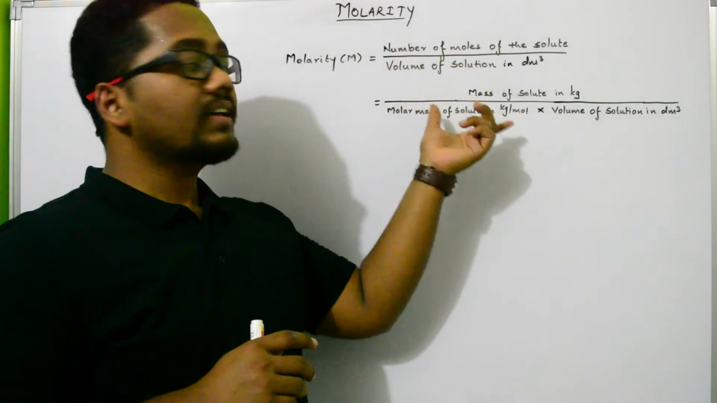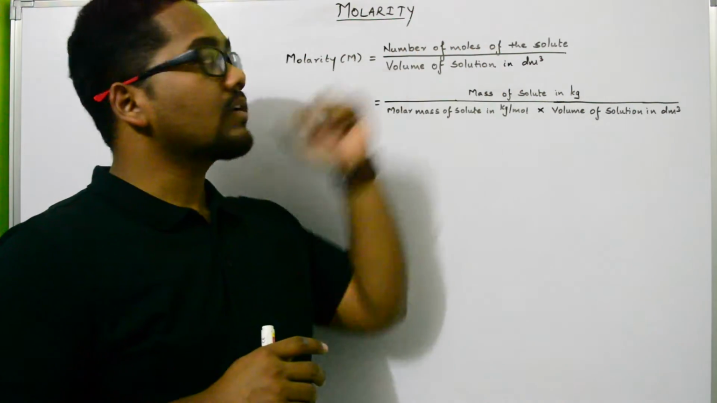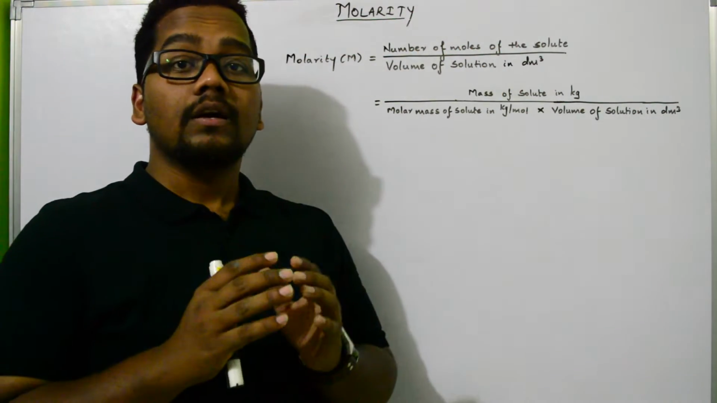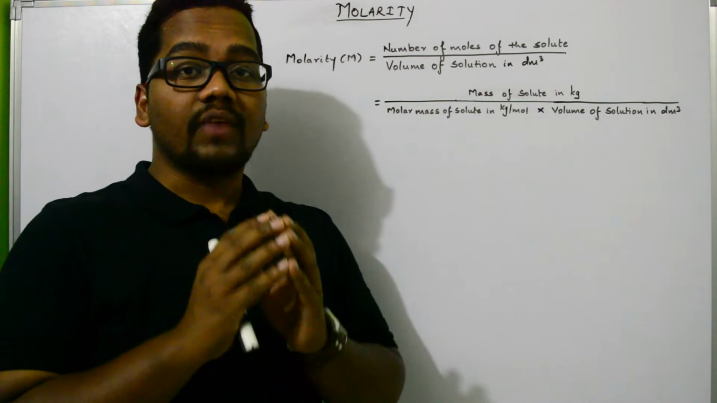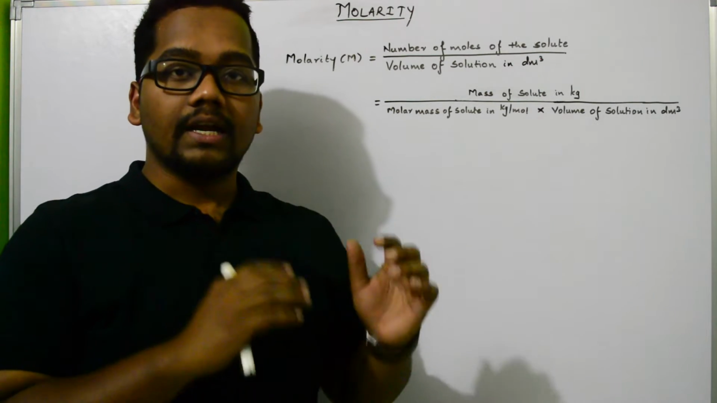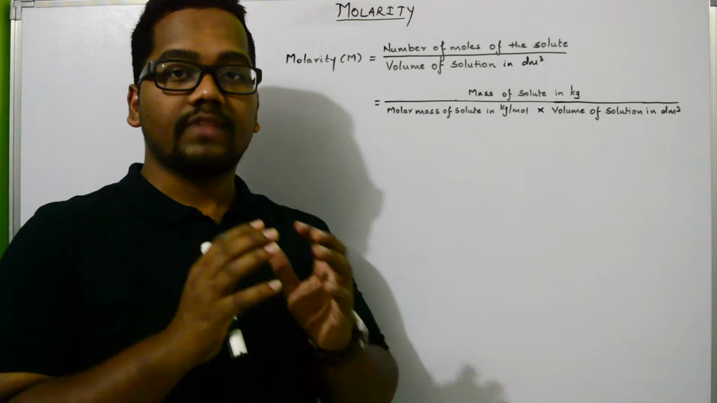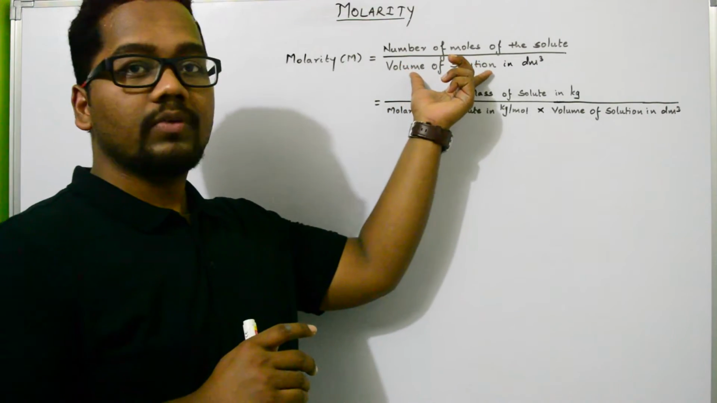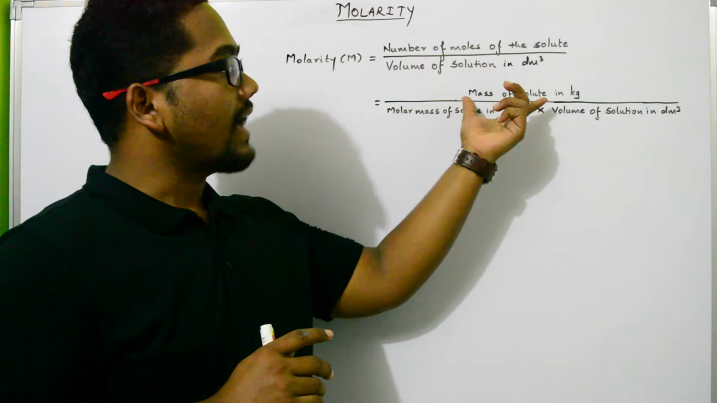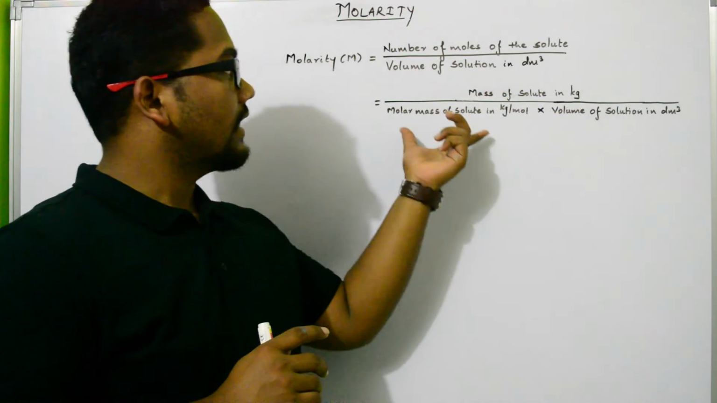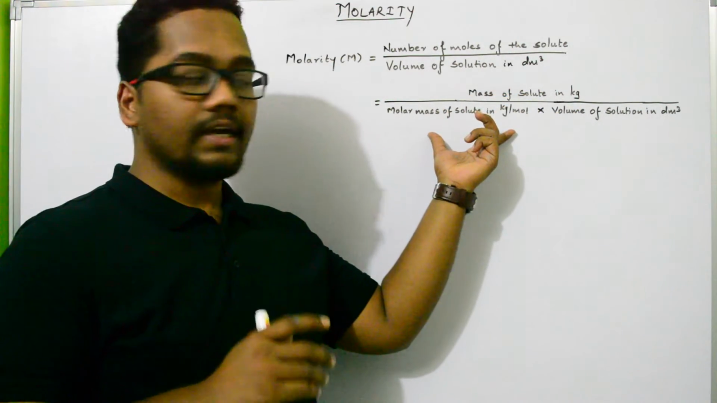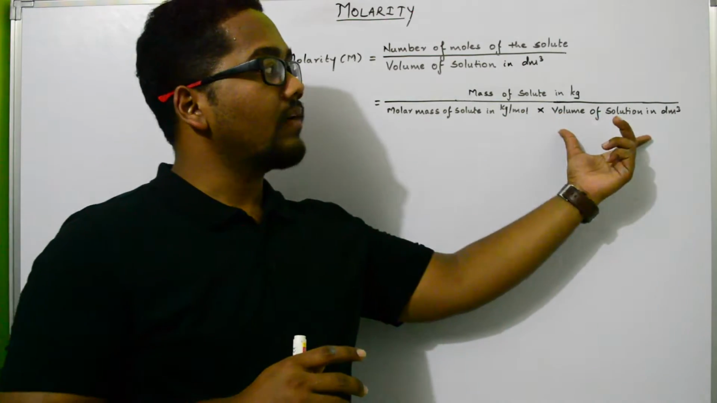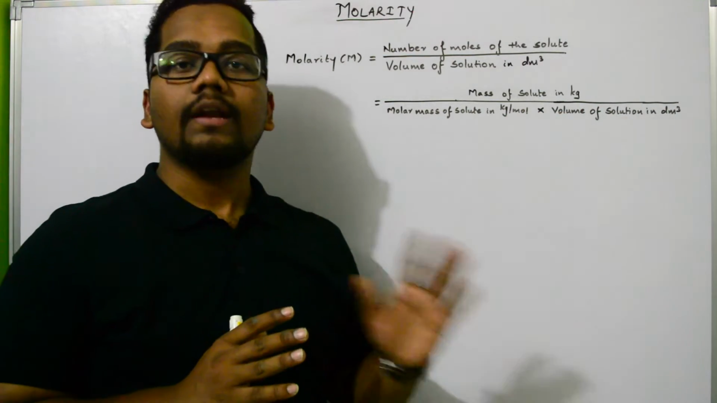Now, if I want to simplify this formula further, as you know, what is the number of moles of solute? It is the weight of the substance or weight of a solute in kg divided by molecular weight of that substance in kilogram per mole. So, if I simplify this formula further, I can get it as mass of solute in kg divided by molar mass of solute in kilogram per mole multiplied by volume of solution in dm cube or liter.